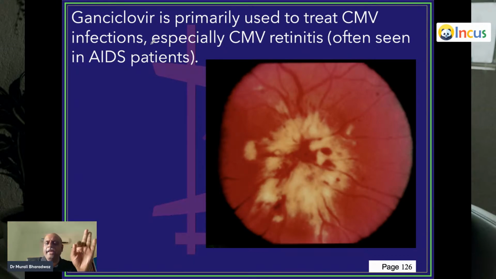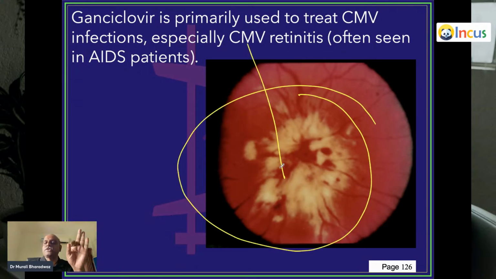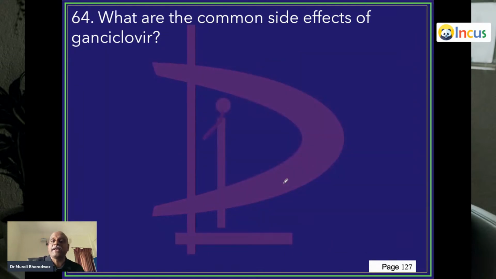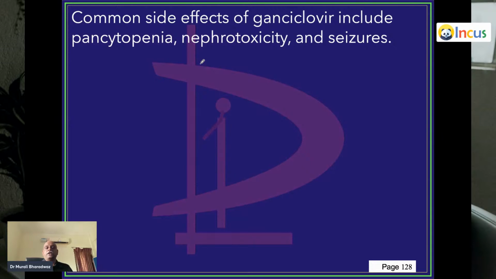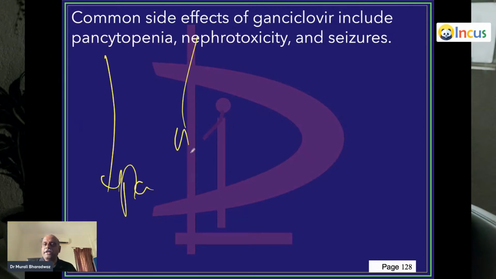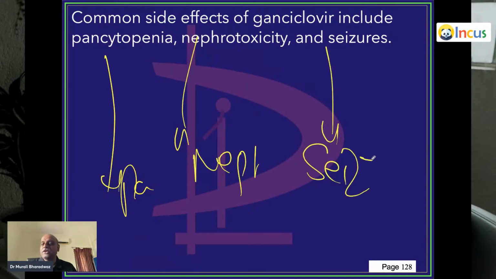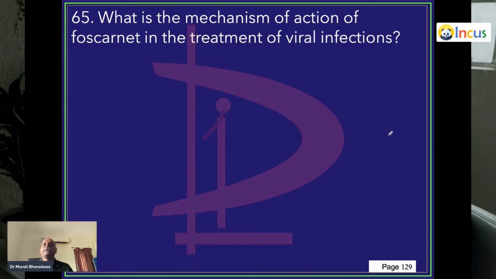What are the clinical uses of ganciclovir? Ganciclovir is specially used for CMV retinitis in AIDS patients. What will you use? Tomorrow the examiner is going to ask this question. What is your answer? Ganciclovir. So what are the main side effects of ganciclovir, doctor? Pancytopenia, nephrotoxicity, seizures is what you need to remember.